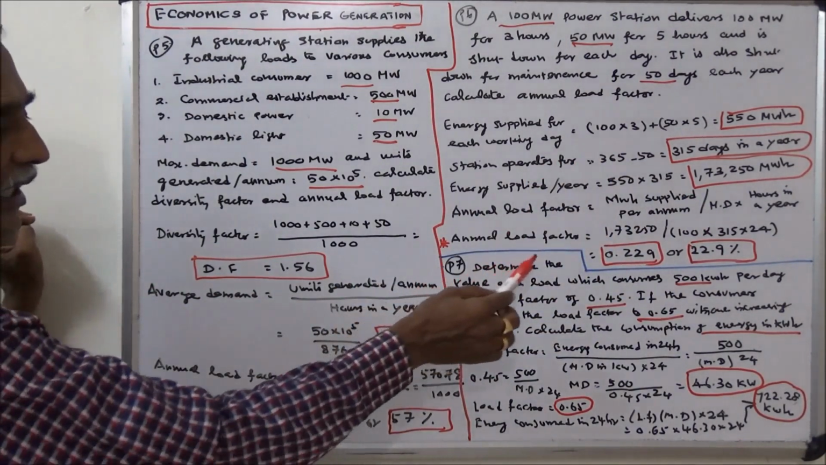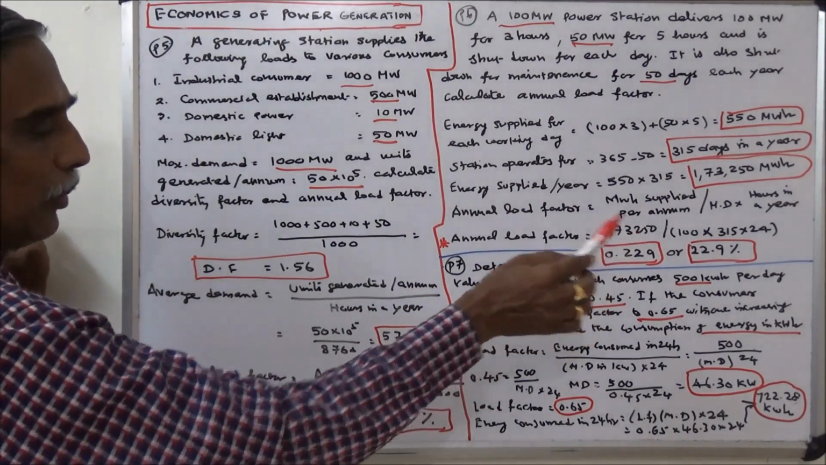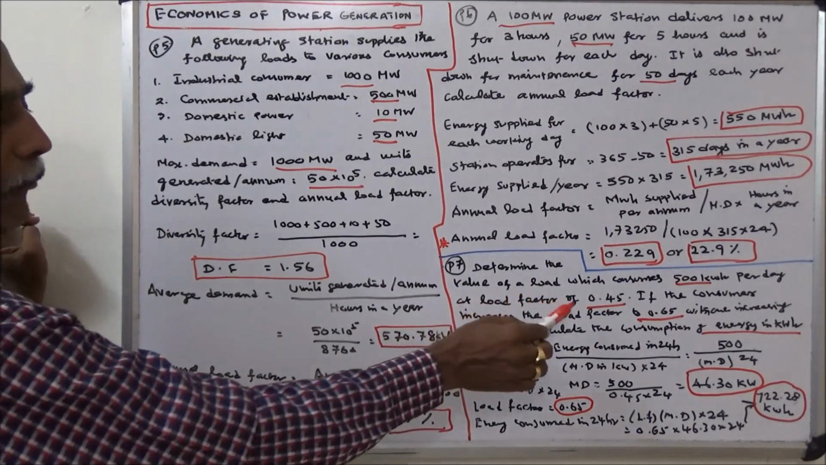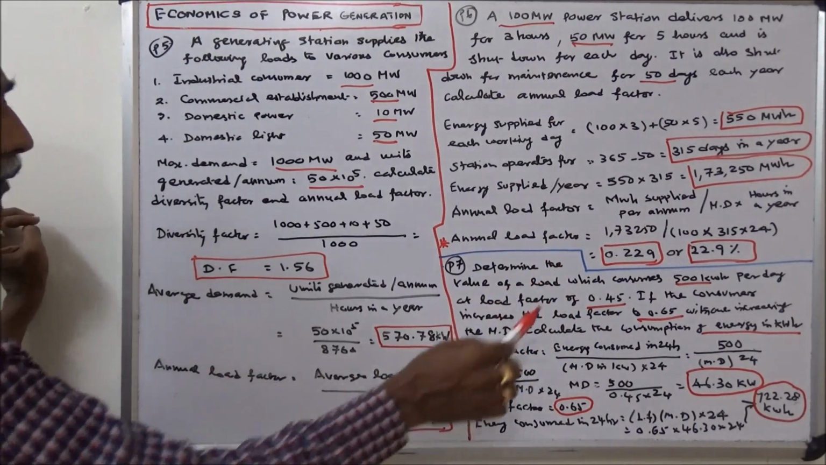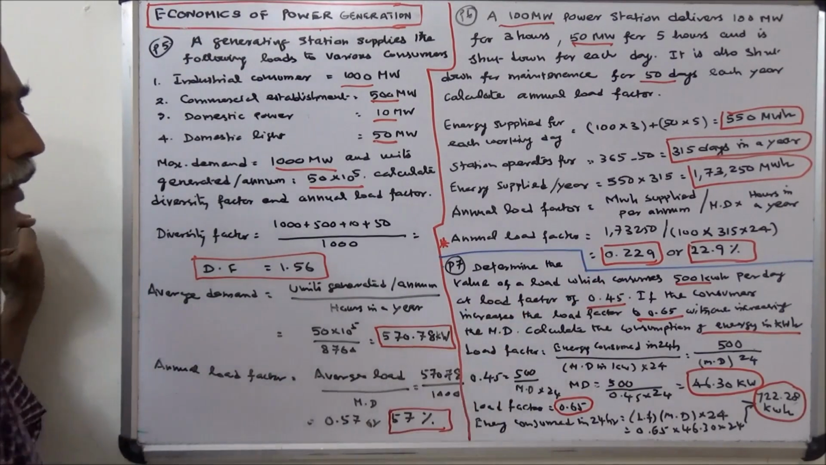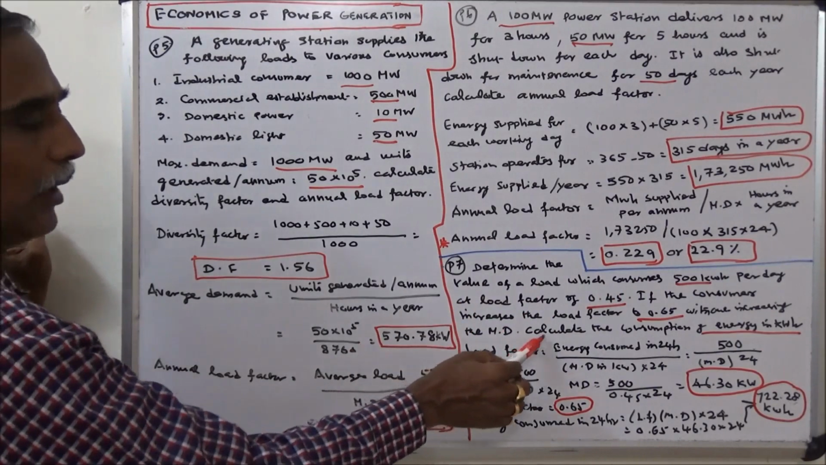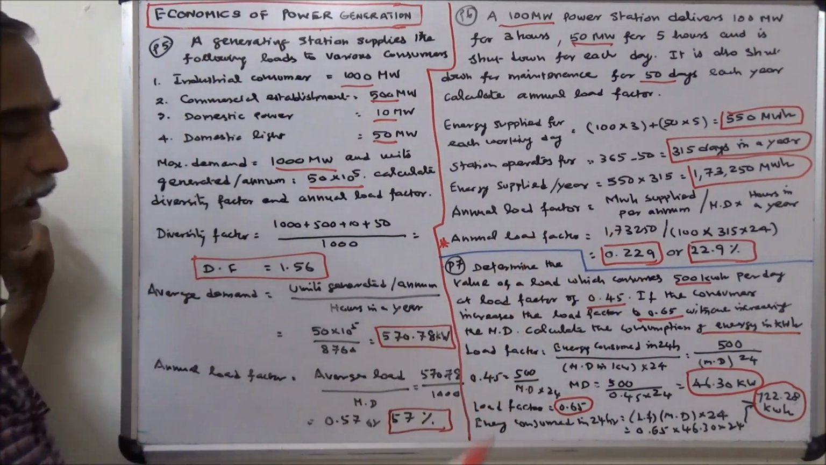Seventh problem. Determine the value of a load which consumes 500 kilowatt hour per day at load factor of 0.45, if the consumer increases the load factor to 0.65 without increasing the maximum demand. Question is, calculate the consumption of energy in kilowatt hour.